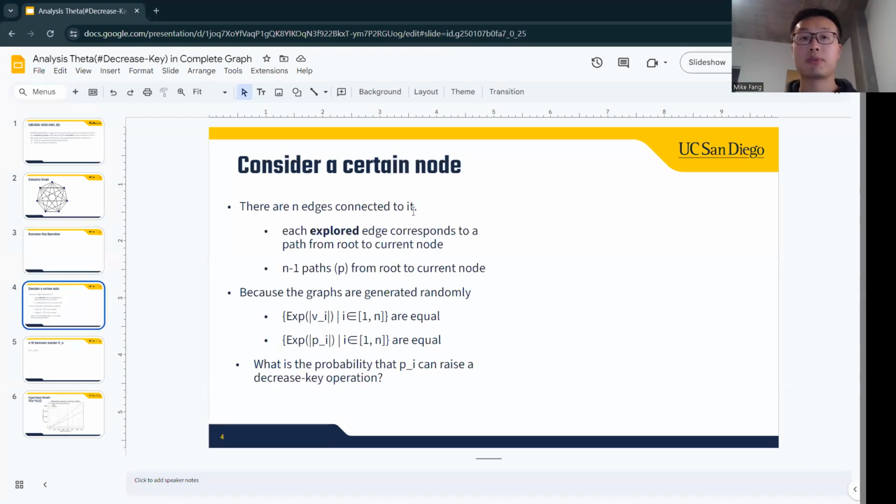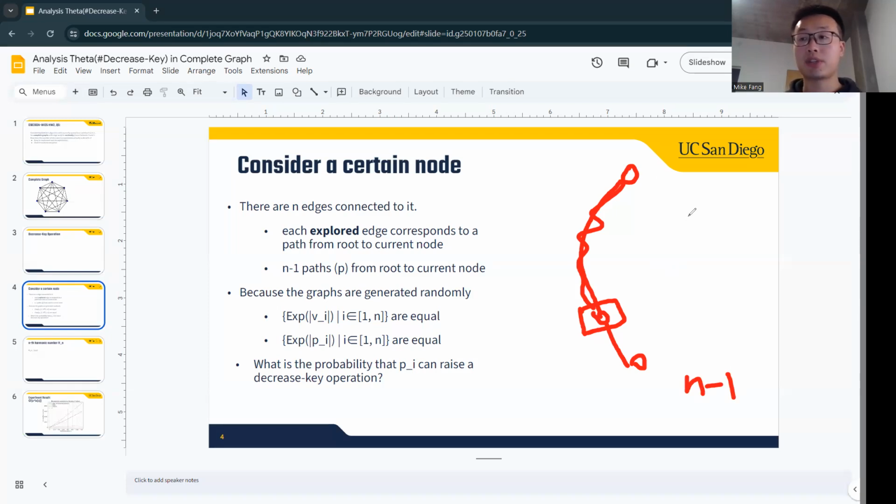Okay, let's go back to the main problem. How does the number scale with n? Instead of considering the whole graph, we can start with one certain node. Consider here's the root node, here's the current node, and one explored edge here corresponds to a certain path from the root to the current node. Why? Because if this node has been expanded, then the shortest path from the root node to here is fixed. So each edge corresponds to one path, and we will have n-1 paths from the root to here.